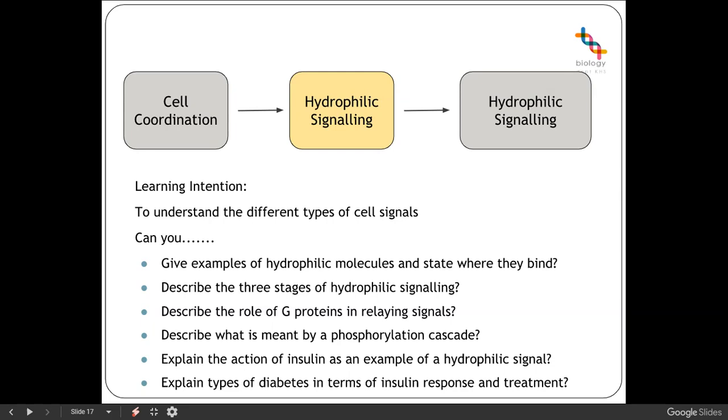That diabetes is a disorder which results in lack of control of blood sugar and is caused either in type 1 by insulin not being produced by the body, or in type 2 where the body no longer responds to insulin.